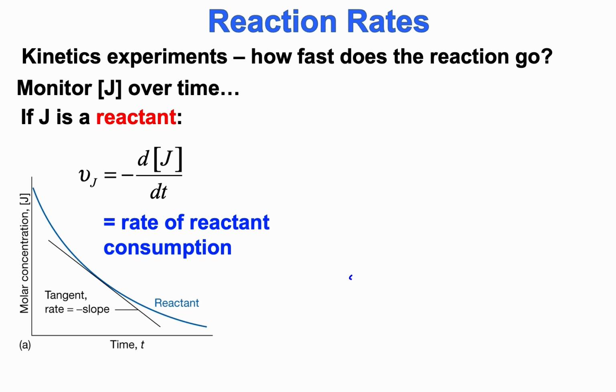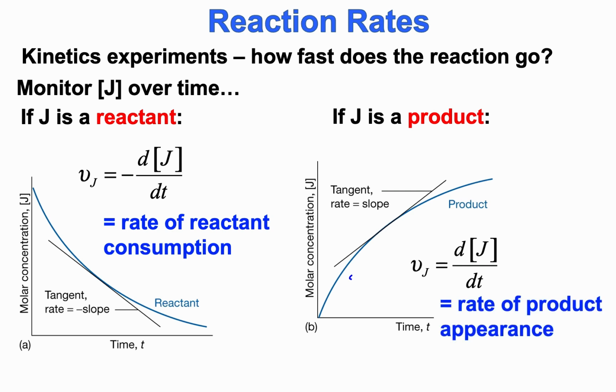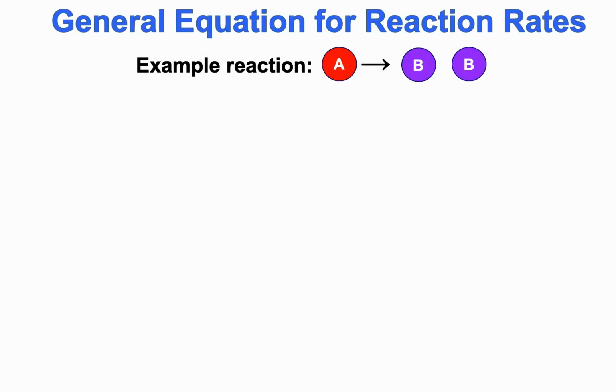for my reactant J. On the other hand, if J happens to be a product, then we can measure its concentration and see an increase as the reaction progresses. Again, the slope of the tangent to the curve will give us the rate of the appearance of that product, J. We want to talk about rates of reactions rather than rates of disappearance of reactants or appearances of products, even though these are the things that we measure.